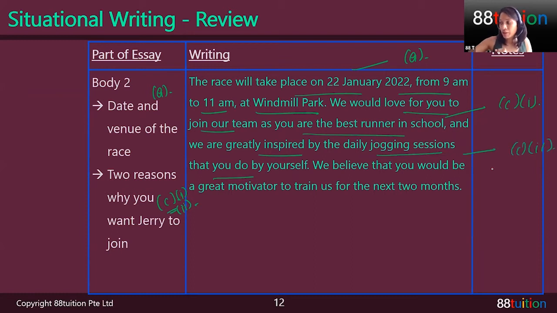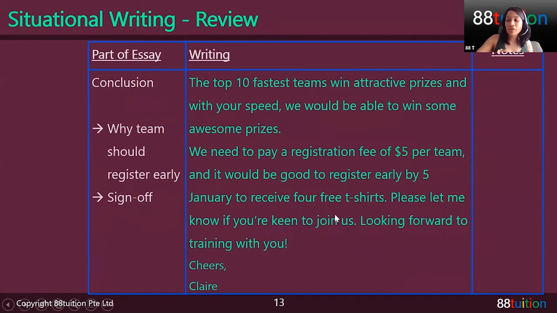C2. How will it benefit you? You will be a great motivator to train us for the next 2 months. Okay, a sample of what you can write. Remember, students, we also mark according to engagement. As I'm sure you know, content is out of 6, language is out of 9. Engagement falls under language. Okay, now for the last paragraph, conclusion, why the team should register early.